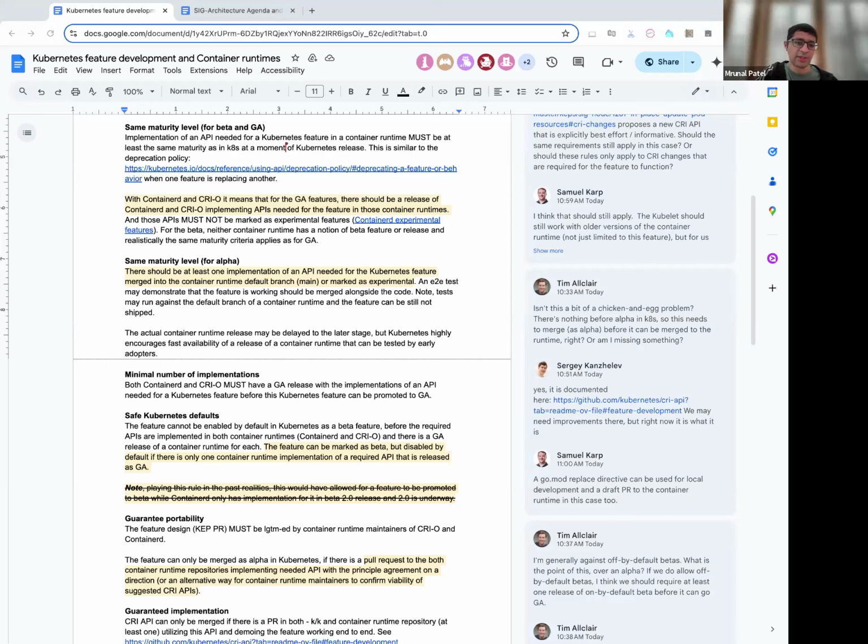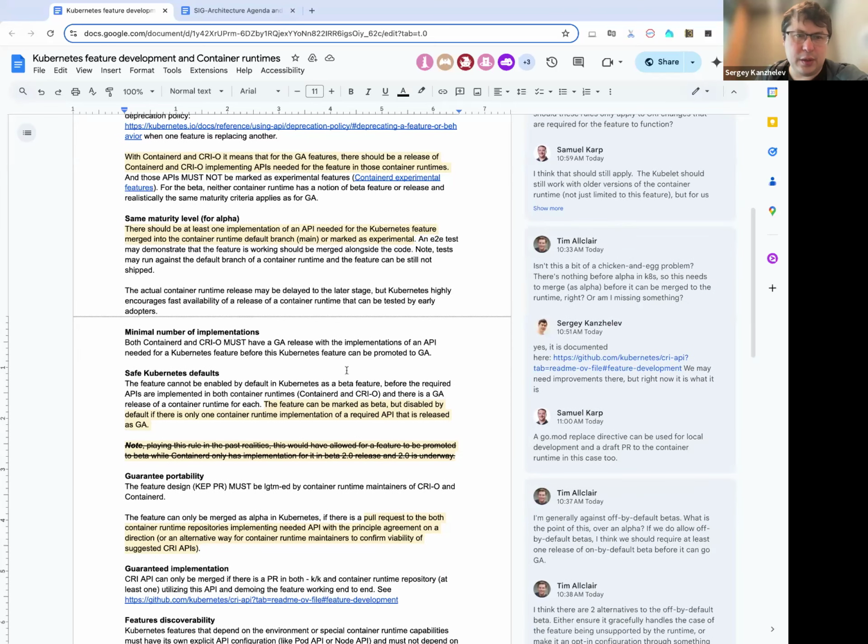Maybe we can call out the three explicit steps here: adding the CRI API, the implementation, updating the runtime, and adding the E2E test. Okay, I'll add a comment. We can discuss mechanics, but in principle we should be striving for having the runtime and Kubernetes merge at the same time.